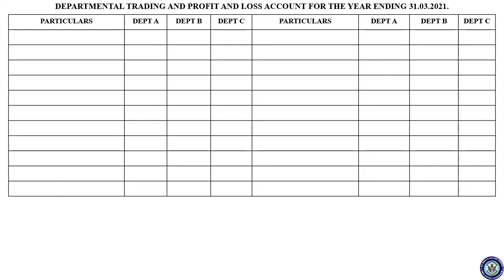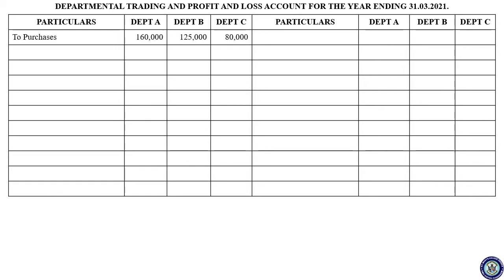Okay, so first there is no opening stock, so start from purchases. 1,60,000, 1,25,000 and 80,000. So next is sales. By sales, 1,75,000, 1,40,000 and 35,000.